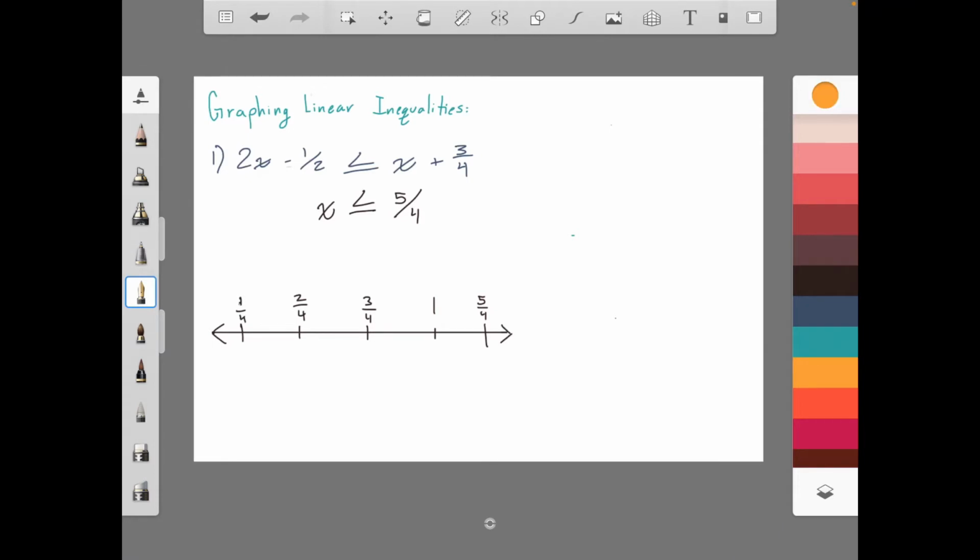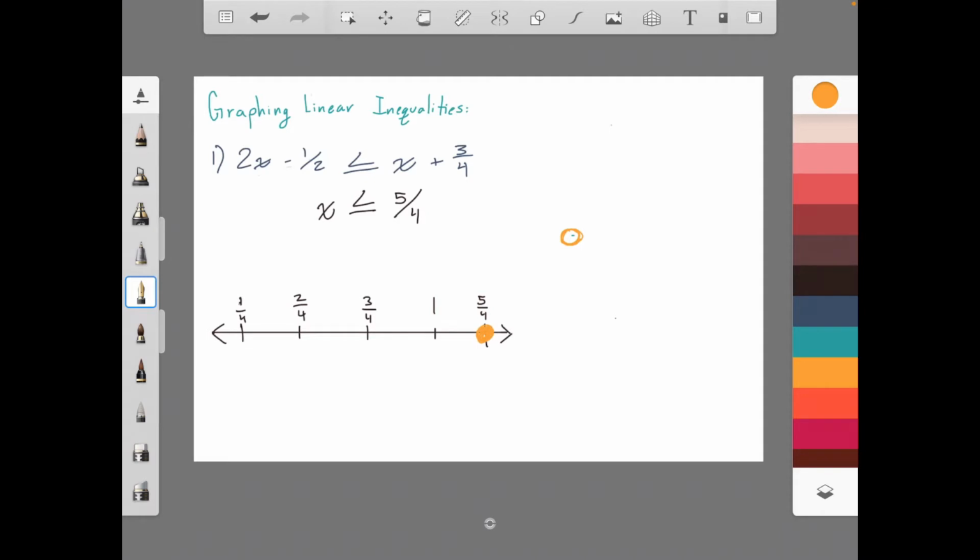Now for this exercise, when we're working with number lines, what we want to do is select our value, which in this case is 5/4. So x is less or equal than 5/4, so it means it's less. So we're going to circle this.